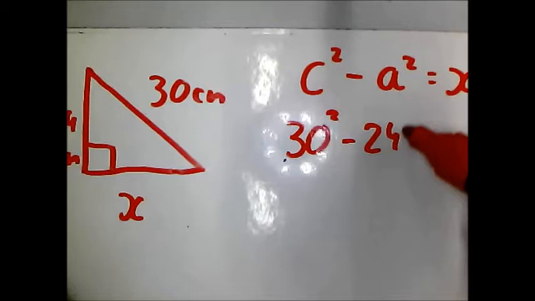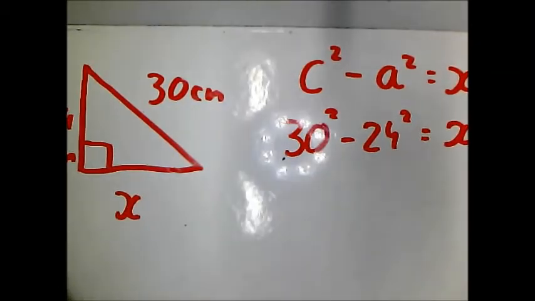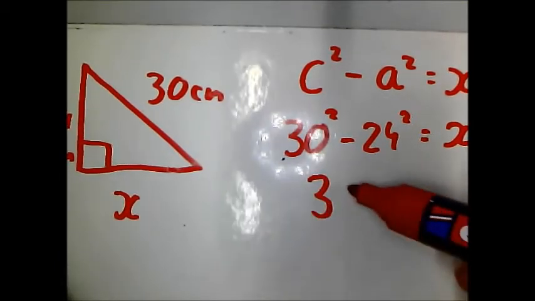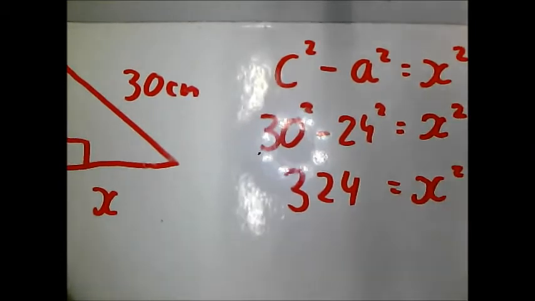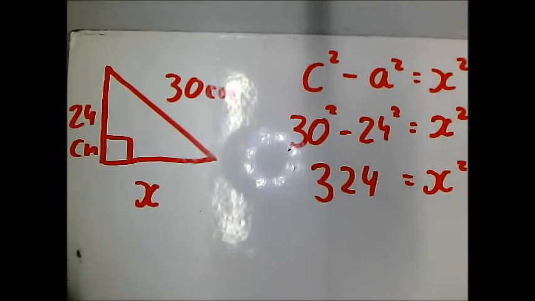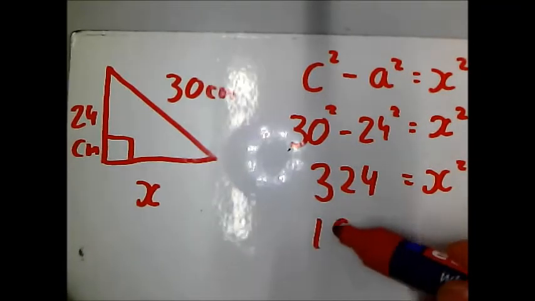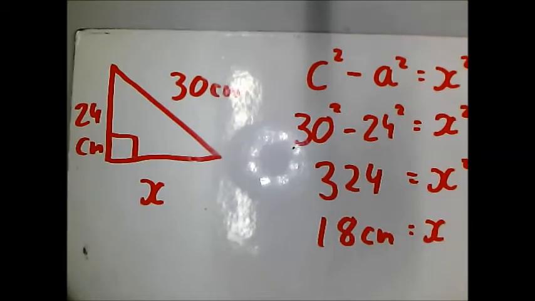Now putting that onto my calculator, 30 squared take away 24 squared is 324. And this is still equal to x squared. So to find the value of x, I square root both sides. Just going to zoom out a little bit so we can see the whole question. So I square root this, and I get an answer of 18 centimeters for x. I'm going to put this onto my diagram and check my answer makes sense.